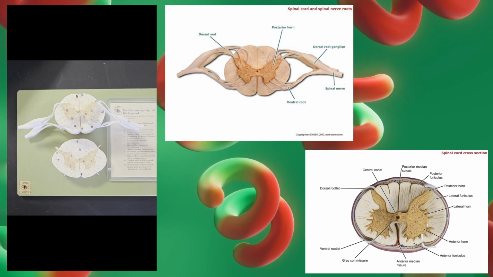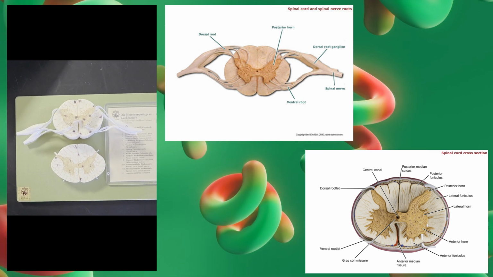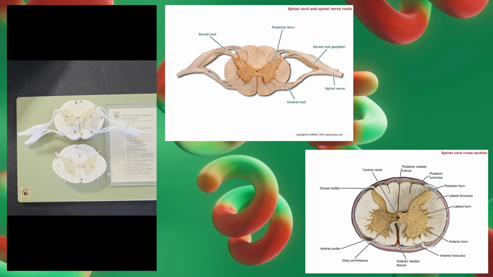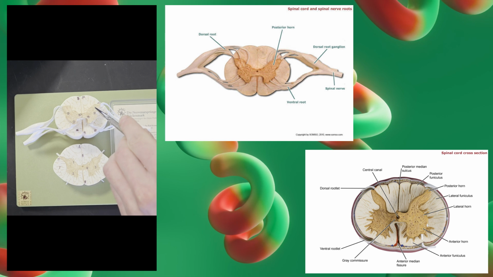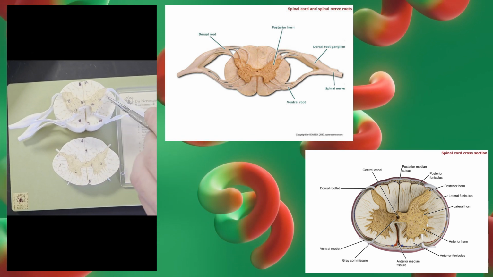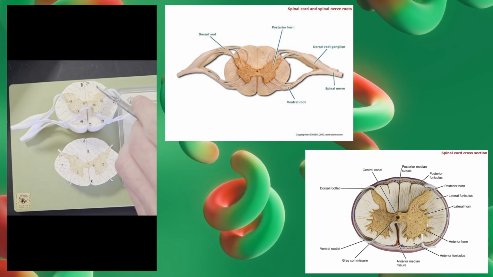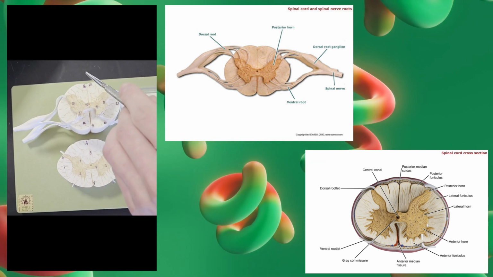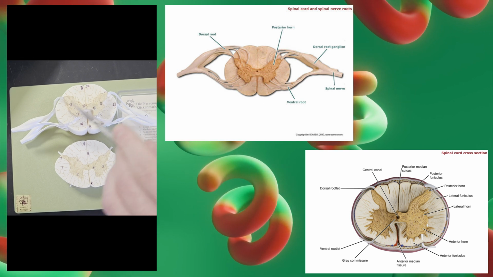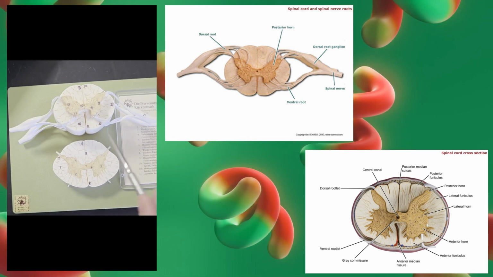So now we're looking at a different model of the spinal cord without the vertebrae attached. To determine if we're looking at it posteriorly, you can look at the horns on the butterfly, the gray matter. The posterior side is where you see these long horns here at the top, and that's how we can tell if we're looking at the anterior or posterior side.